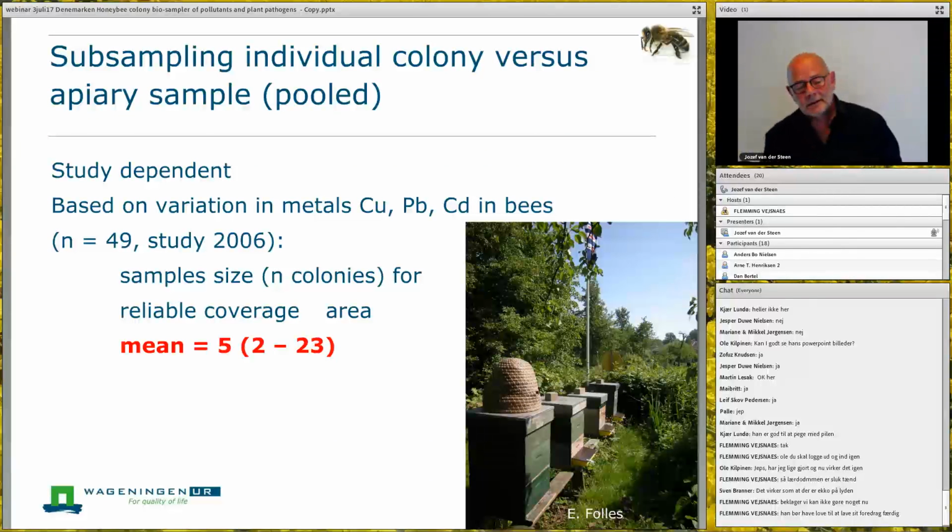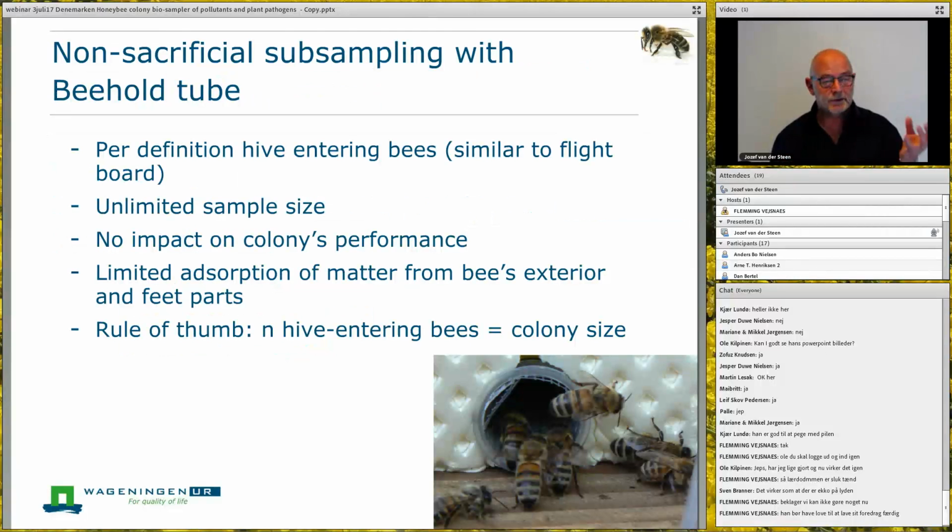As I said in some earlier slides, you can use the information of one colony, but you can also use the information of the complete apiary. And how many colonies do you have to sample then? I based it on the information I had on the metals copper, lead, and cadmium in a study in 2006. We need about 5 colonies to have an overview of what can be detected in a certain region within the foraging area of the bee.